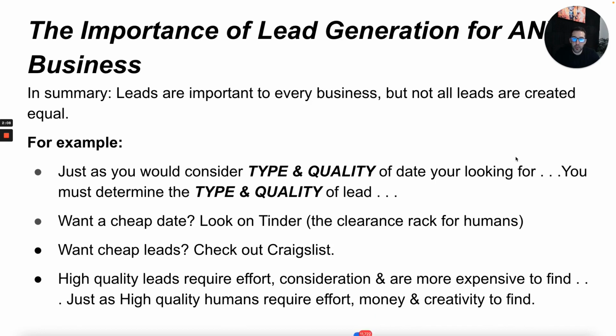So as you can probably guess, not all leads are created equal. For example, just as you would consider the type and the quality of date that you're looking for, you have to also determine the type and the quality of lead for your business. You want a cheap date? Look on Tinder. I describe Tinder as sort of the clearance rack for humans. Those are the cheap leads. You're probably not going to find a long-lasting, high-quality relationship on Tinder. If you want a cheap lead, look on Craigslist. Those would also probably be considered low-quality leads.